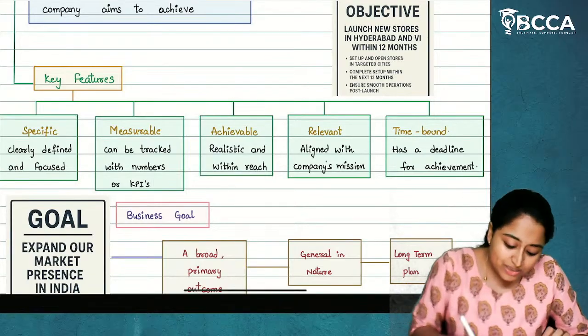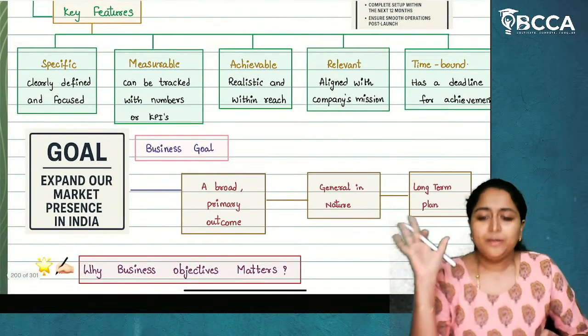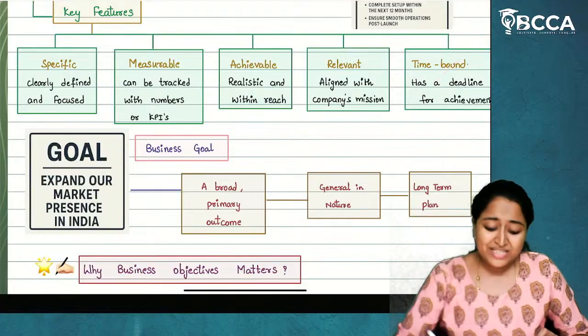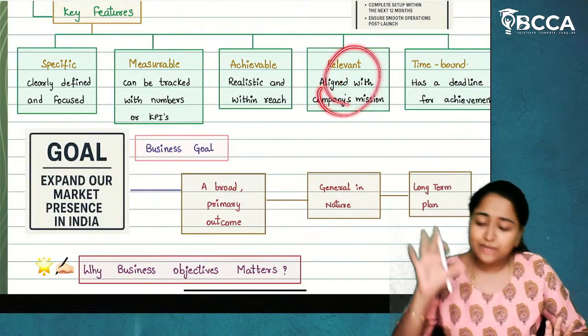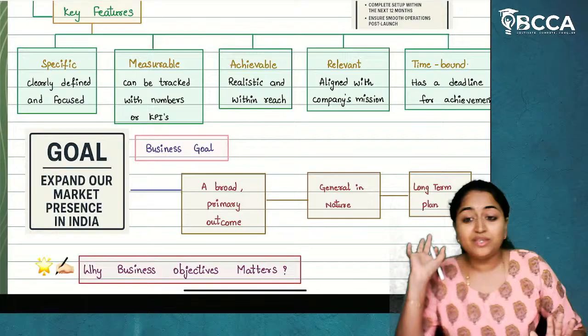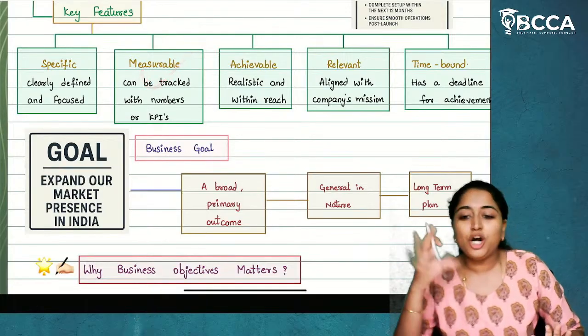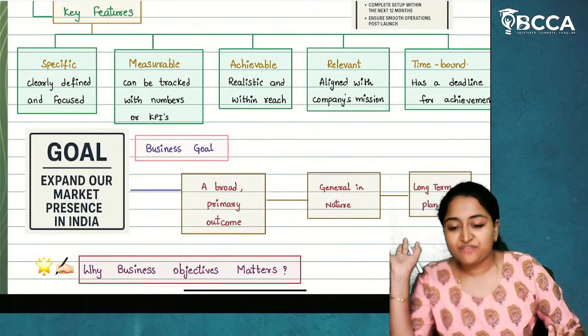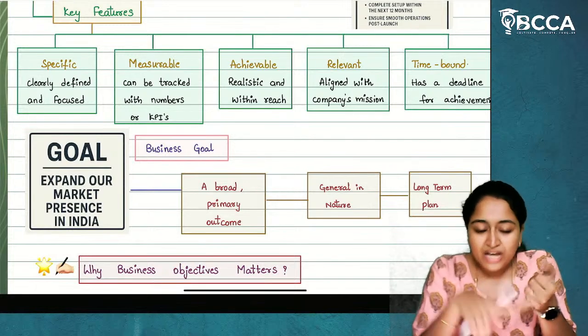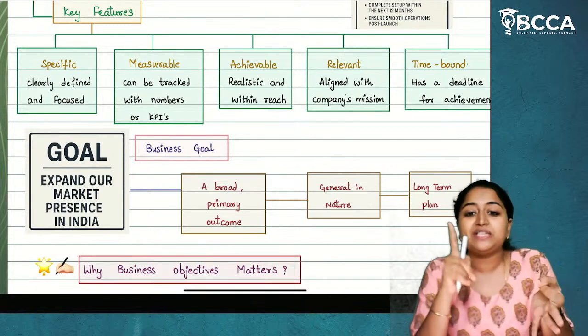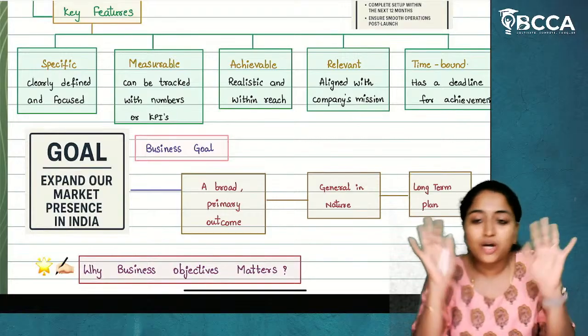Now, what do we call a goal? A goal is not based on any time bound. A goal is relevant for the company's mission. It is based on achievability only, but it cannot be measured. It is not a specific thing. If it is not specific, if it is not measurable, if it is not based on any periodic basis, that is called a goal.